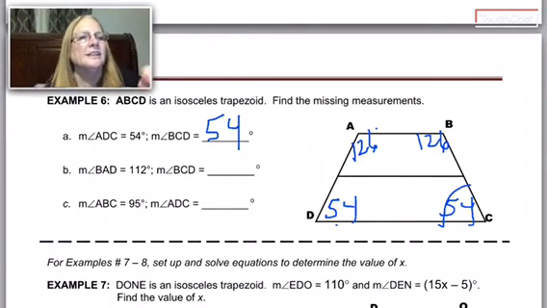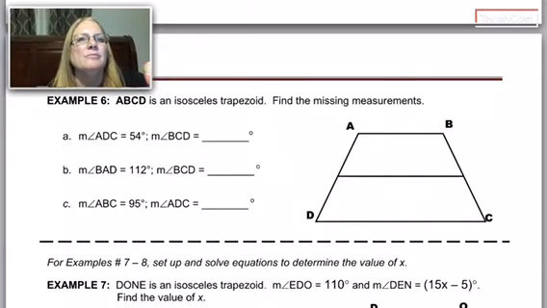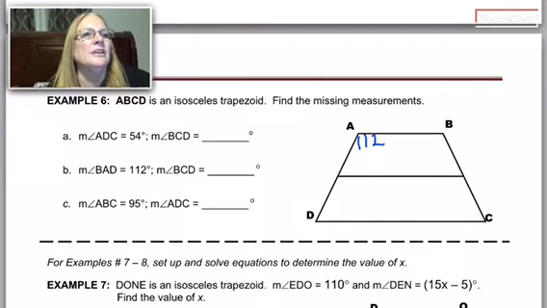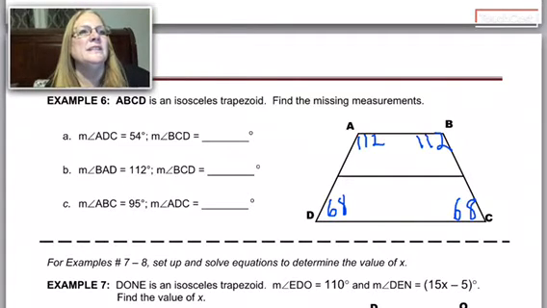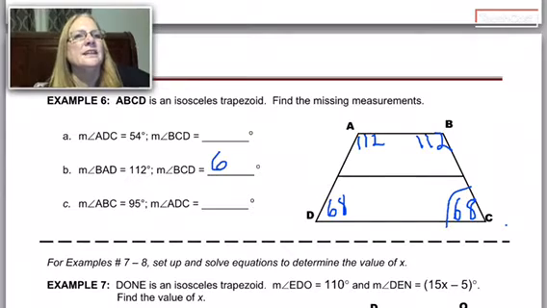Okay, so now we're going to clear this board. We're using the same picture, but they tell us that BAD is 112. So I would go ahead and fill them all in. If this one's 112, this one is also 112. And then the base angles together, upper base and lower base, are 180. So that would make these 68. So BCD is this one right here, and that is 68.